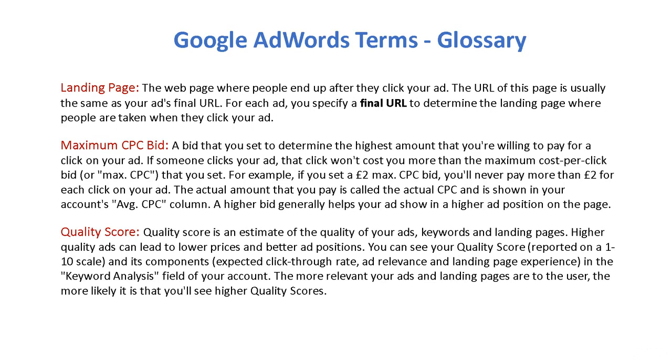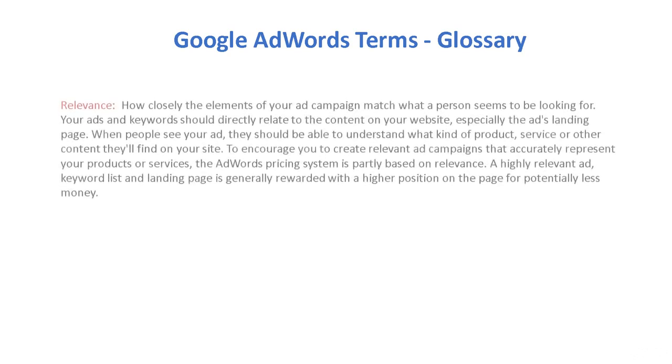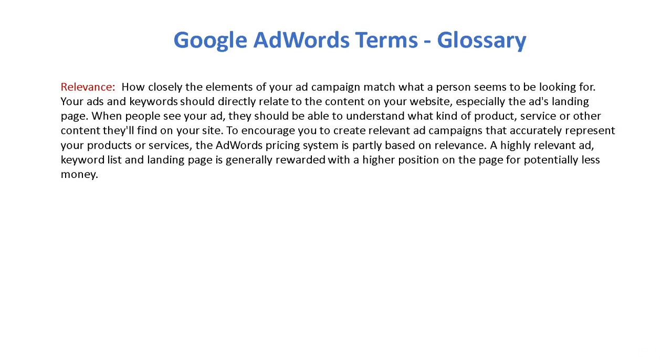And lastly, relevance. How closely the elements of your ad campaign match what a person seems to be looking for. Your ads and keywords should directly relate to the content on your website, especially the ad's landing page. When people see your ad, they should be able to understand what kind of product, service, or other content that they're going to be able to find on your site.